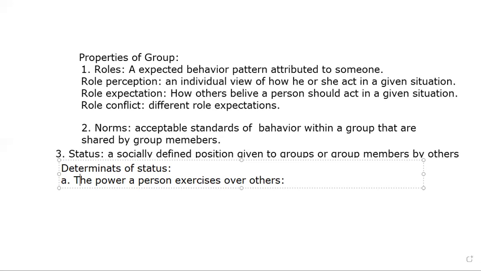So the power a person has: when a person has the ability to control others, he will hold a higher status in the society. When he has no ability to influence others, then it is said that he has low power or low status in the society.